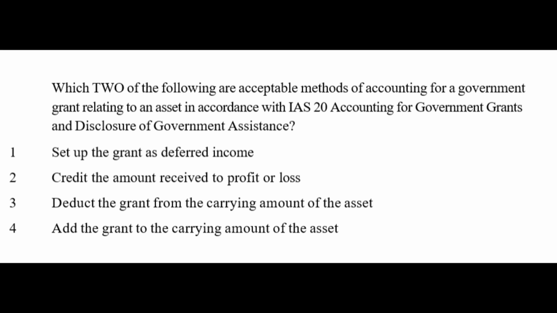Add the grant to the carrying amount of the asset: incorrect. This would inflate the asset value and depreciation, which contradicts IAS 20 requirements and distorts financial reporting. Correct answers: set up the grant as deferred income, and deduct the grant from the carrying amount of the asset.